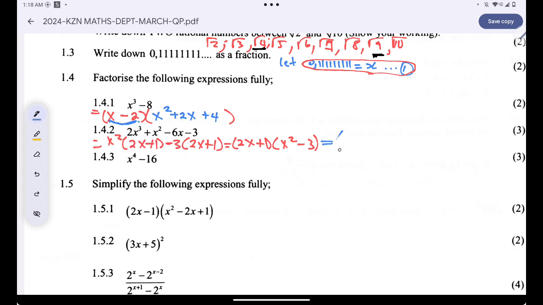And then here I'll further have 2x plus 1, then x minus the square root of 3, x plus the square root of 3. This here is a difference of two squares, right? The square root of x squared is x. There is x and there is x. The square root of 3 is the square root of 3. I've written it there with change in signs. That's how you factorize.